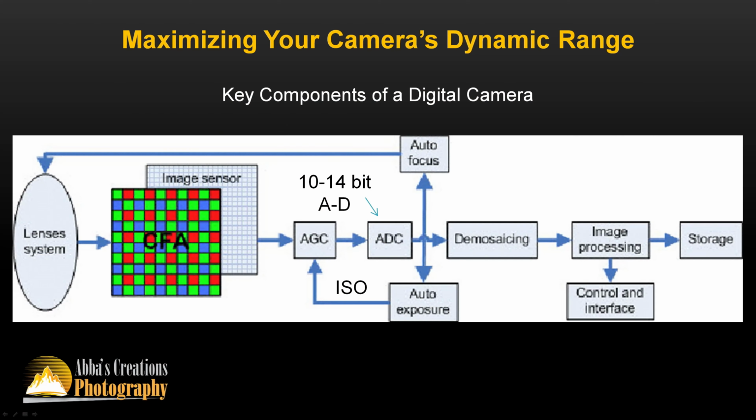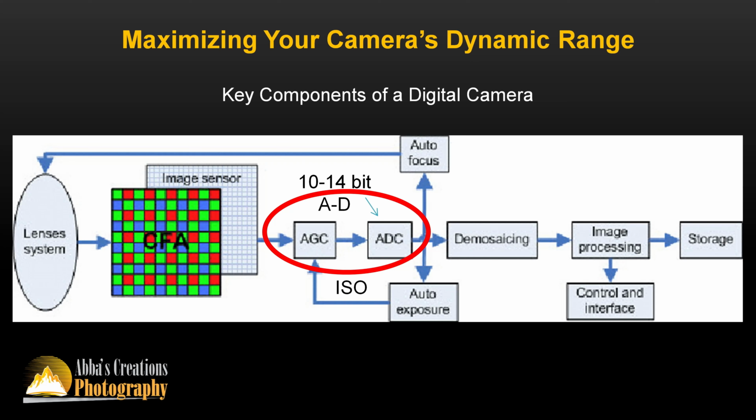Sorry, but for this and the next few slides, I'm going to have to get into some of the technical details of the inner workings of your camera. I'm going to try to explain it in as non-technical terms as possible. What we have here is a block diagram of a basic digital camera. On the left we see the lens, next the sensor, and then the two critical blocks, the AGC and the ADC.